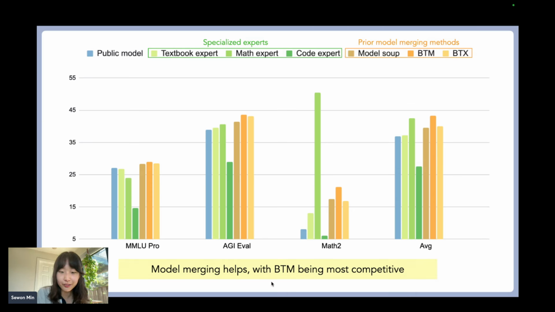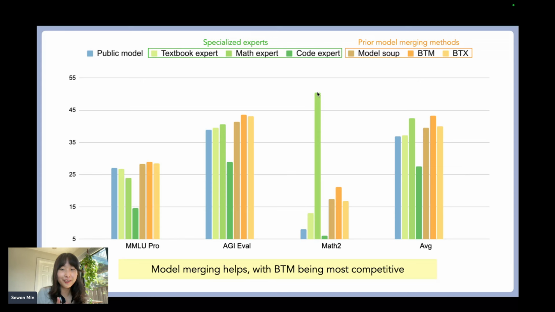So if we look at the result, we find that overall they do help. If we look at MMLU Pro and AGI Eval, they do help over the training on public data only. So they're effective. However, they're not very competitive, especially when it comes to specialized experts. For instance, if you look at the numbers on math datasets, then all model merging methods are much worse than specialized experts like math experts.